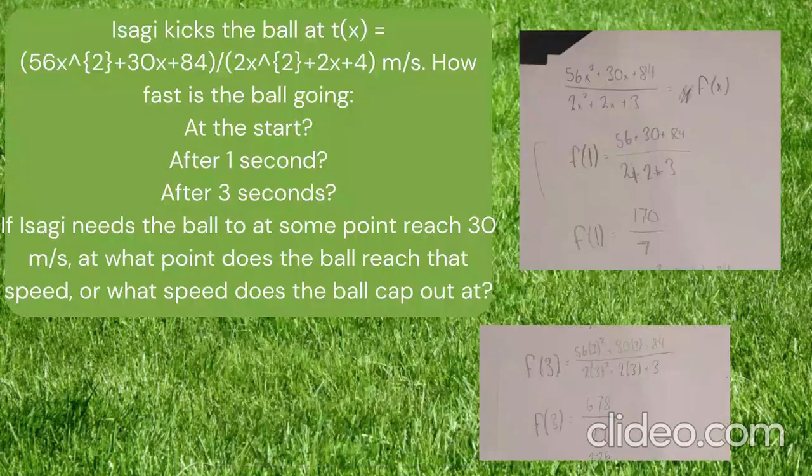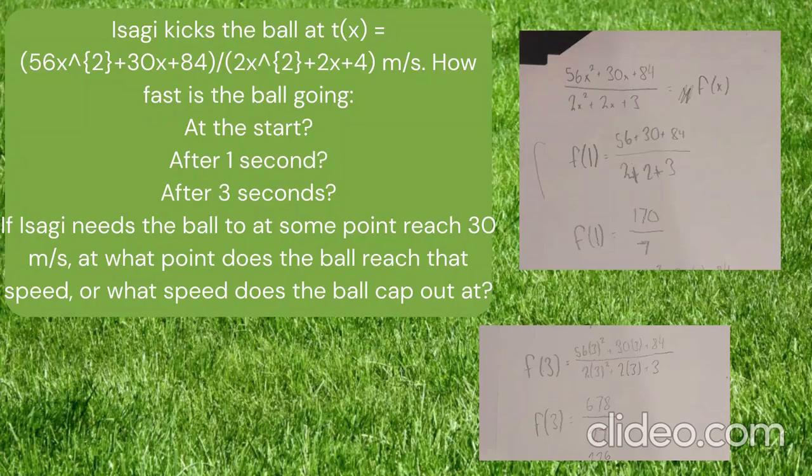Let's see this. Isagi kicks the ball at t equals, you got this thing, which looks a lot nicer over here than that. I just took it out of Desmos, I believe. How fast is the ball going at 1 second, 3 seconds? If Isagi needs the ball to reach 30 meters per second, at what point does the ball reach the speed? Or at what point does the ball cap out?